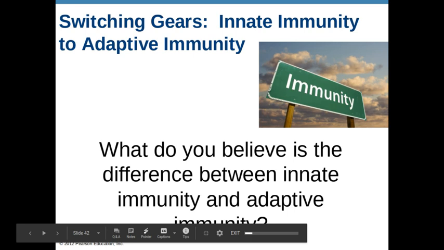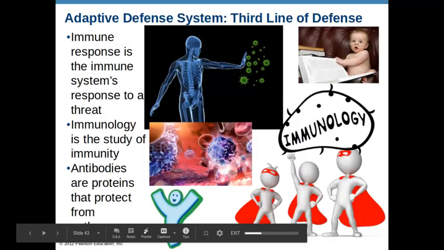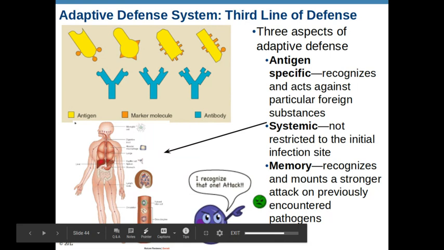We're going to jump into the difference between innate immunity and adaptive immunity. You have this presentation. You're welcome to look through it, read it, study it, dissect it, but I'm just going to touch on a few important things here, okay?